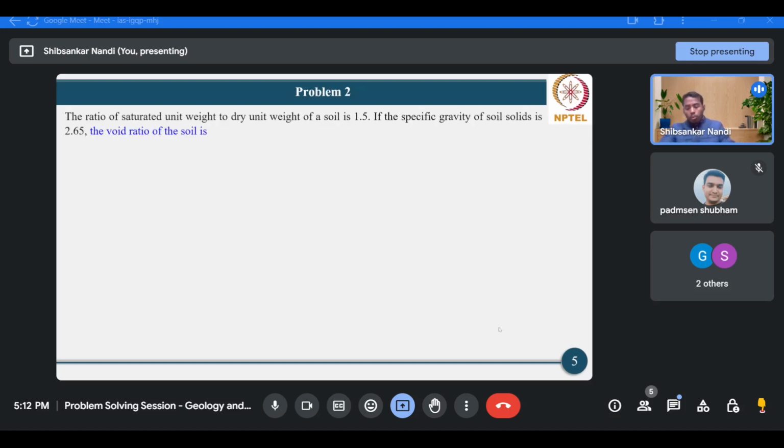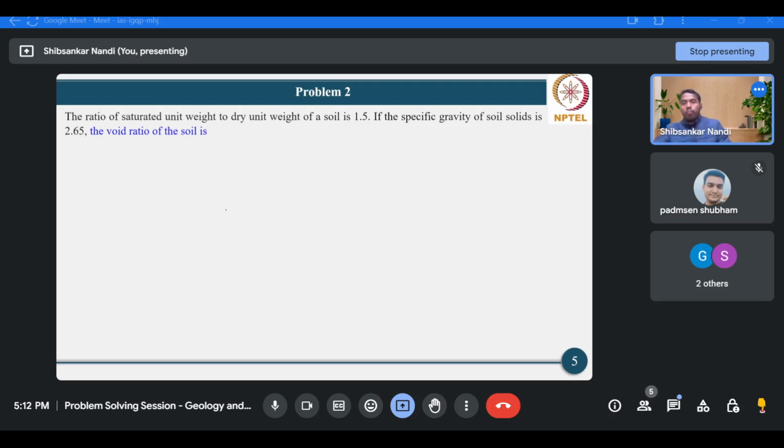So the problem 2, in this problem, the ratio of saturated unit weight to dry unit weight of a soil is 1.5. If the specific gravity of soil solids is 2.65, the void ratio of the soil is. So that means the ratio of saturated unit weight to dry unit weight of a soil is given to this problem, and it's 1.5. Additionally, the specific gravity of the soil solids is also given, and that is nothing but 2.65. Now what we have to determine? We have to determine the void ratio of the soil.